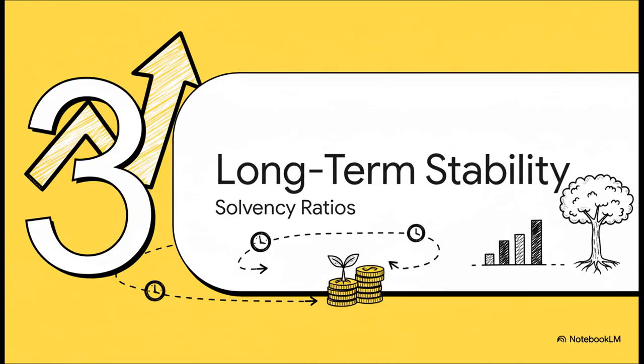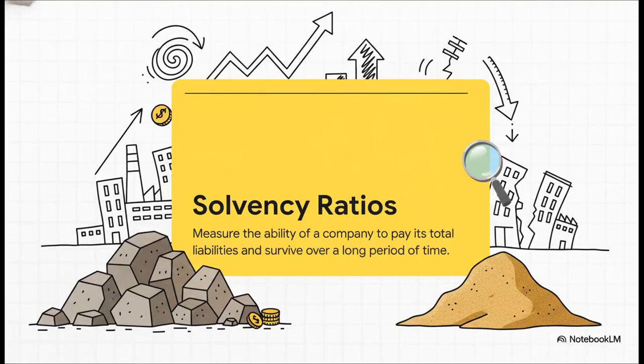So we've checked the company's short-term pulse. Now it's time to zoom out. We're broadening our horizon from can they survive the next month to can they survive the next decade? We're talking about long-term stability, and that is the world of solvency ratios. Solvency is all about the big picture. It helps us understand if a company is built on a solid foundation of rock or if it's on a shaky foundation of sand. It's about sustainability.